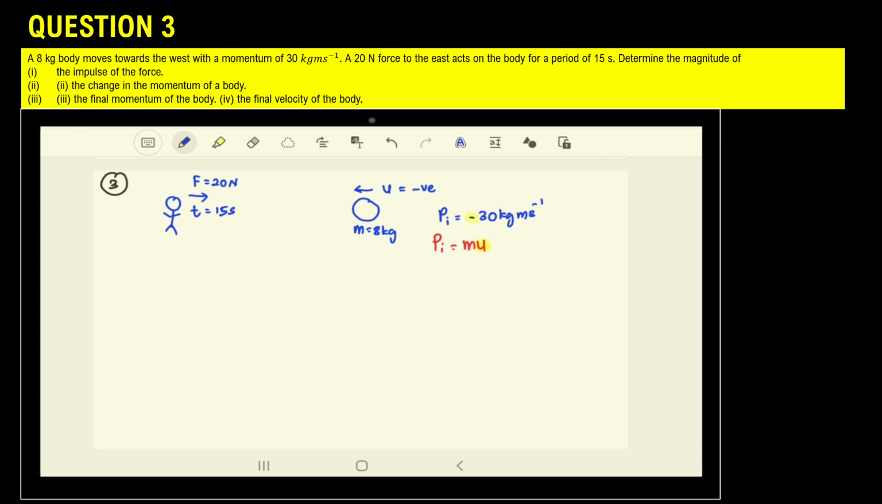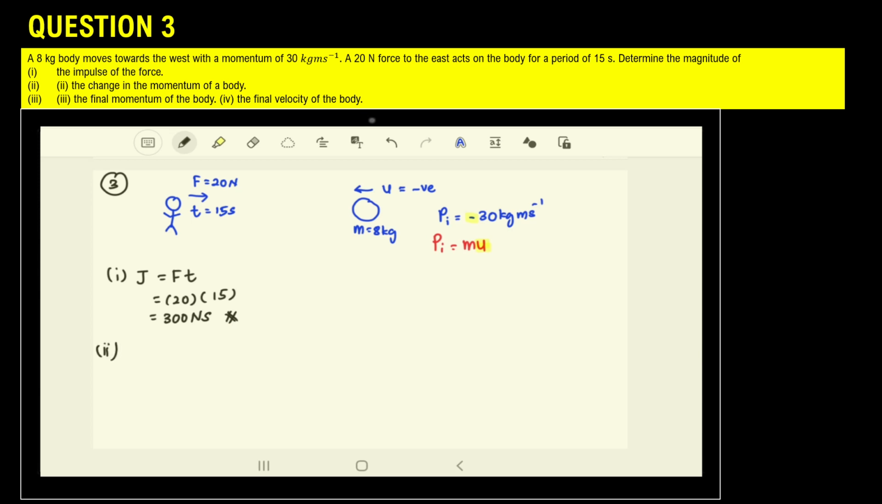Alright, determine the magnitude of the impulse of the force. When we put a force on the body, we can calculate the impulse of the force. So let's start. Question number 1, we want to find the impulse of the force. We use J is equal to Ft, where F is the force, 20 Newton, and time is 15 seconds. And the answer is 300 Newton second.